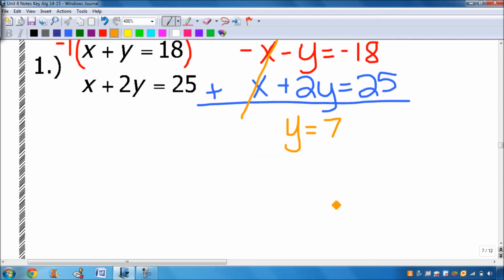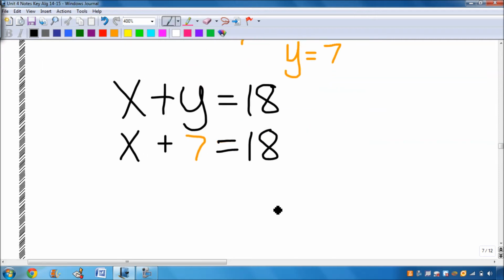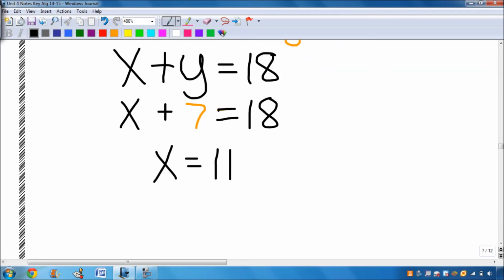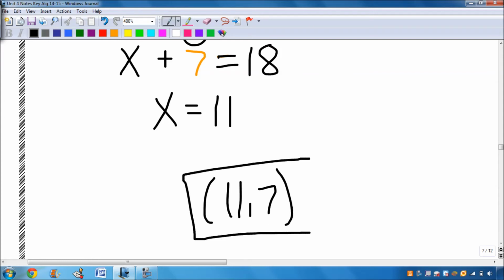So now all I have to do is plug it into any equation you want and solve for x. So I'm going to plug it into the top one. So I'm going to say x plus 7 equals 18, all right? And then now that I know this part right here, it's again one variable. So I can just subtract the 7 from both sides. I get x equals 11. So my coordinate would be 11, 7.